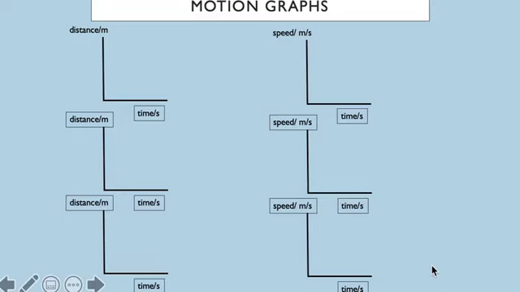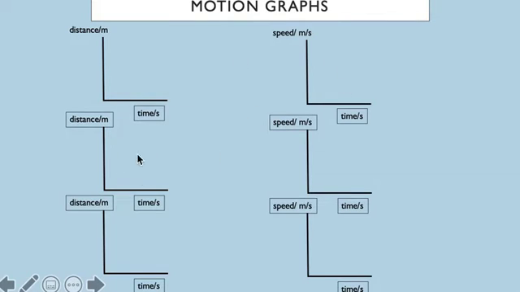So we have looked in previous lessons at distance time graphs, and so down the left hand side here we've got some distance time graphs. Distance on the y-axis, time on the x-axis, and we've got three different axes here. Distance always on the y-axis, time always on the x-axis. And then over on the right hand side we've got speed on the y-axis and time on the x-axis. What we're going to do is look at some different distance time graphs and see how those graphs can be drawn as speed time graphs.